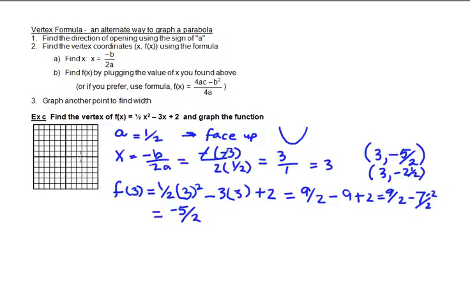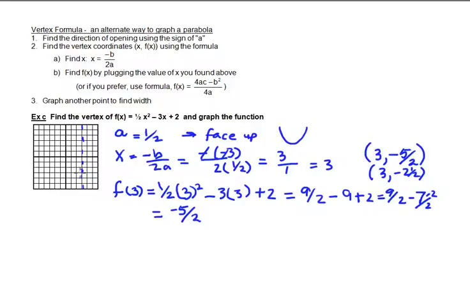Now if we take this point and put it on the graph, so 3 in the x direction, negative 2.5 in the y direction, puts us right about here for our vertex. We can also put in the axis of symmetry, because we know that the vertex, in this case, because it's a face-up parabola, will be the minimum point, and we will have mirror image symmetry on the right and the left.